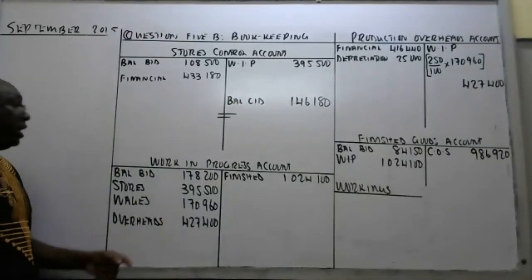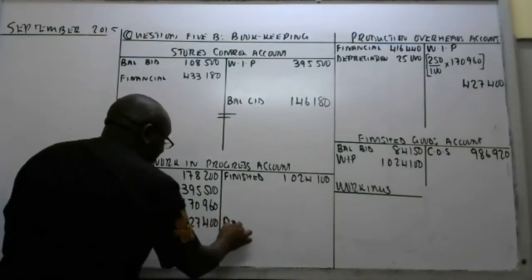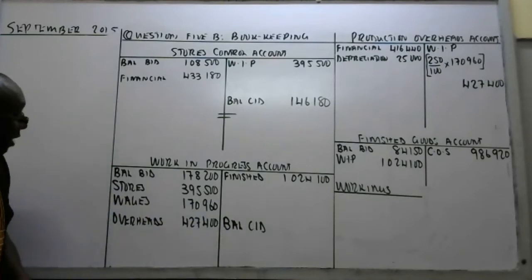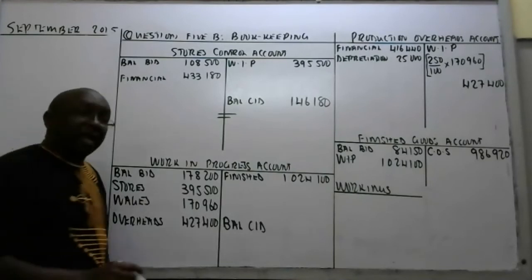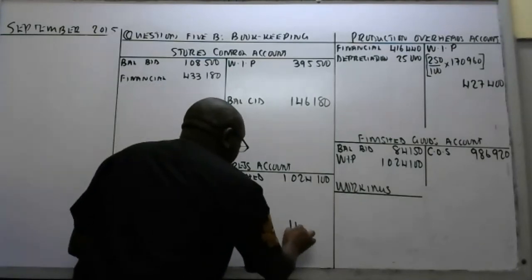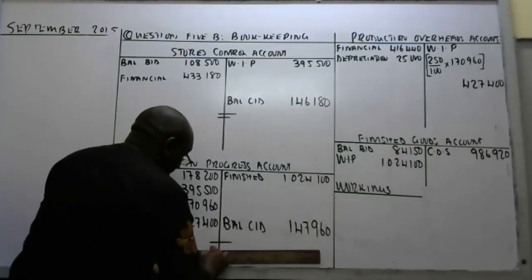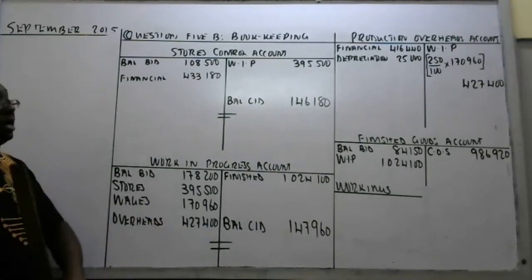We do the same thing with the work in progress. The balance carried down: 718,200 plus 395,500 plus 179,60 plus 427,400 minus 1,024,100. You're getting 147,960, and that account will be closed.